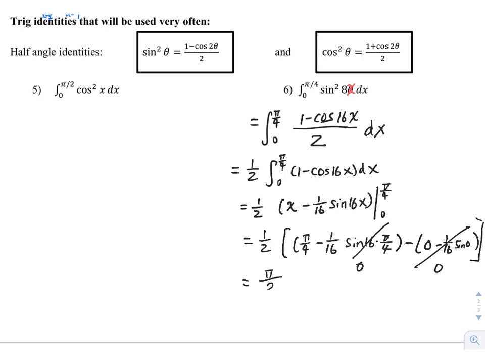So at the end we have pi over 8. So that completes this question.